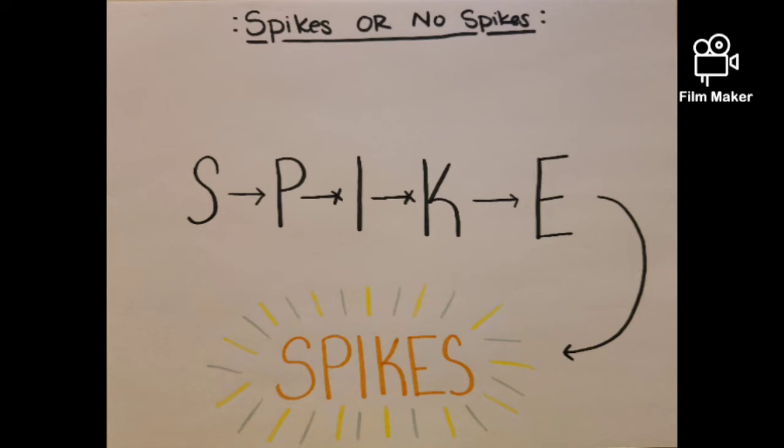The network is this. To break this down so it is better understood, S activates P, P represses I, I represses K, K activates E, and E activates the spike gene in the cells. If something is repressed, then it will not be expressed in the network and can't repress or activate anything downstream.